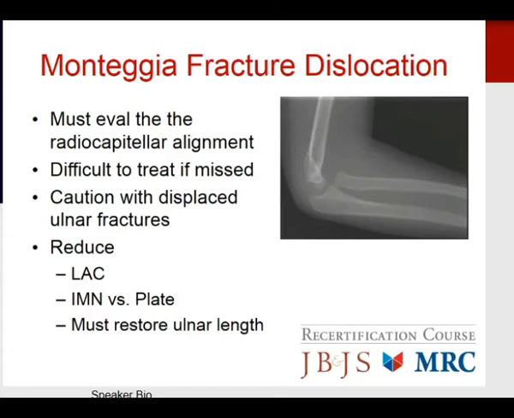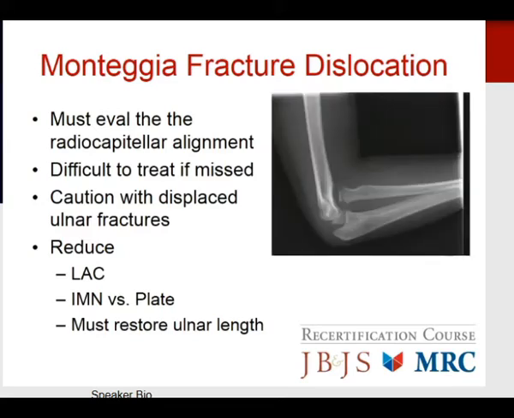A Monteggia fracture refers to a fracture of the ulna with a concomitant radiocapitellar dislocation. The ulna fracture can actually be quite subtle, as in this case, and can present with a subtle plastic deformation. But it's critical to evaluate the radiocapitellar alignment on your x-rays because these injuries are very difficult to treat if they are missed. This is the same child who presented 2.5 years later with a Monteggia with persistent radiocapitellar dislocation.